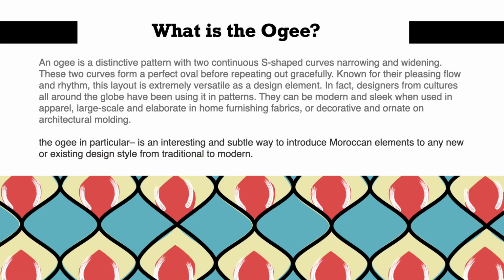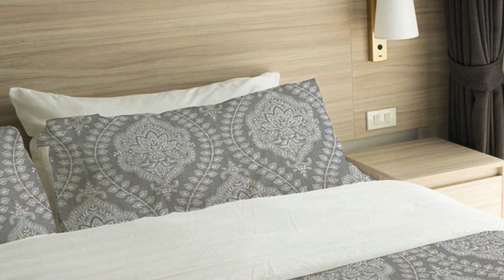An Ogee is a distinctive pattern with two continuous S-shaped curves, narrowing and widening. These two curves basically form a perfect oval before repeating out gracefully. They're very much known for their pleasing flow and rhythm, and this layout is extremely versatile as a design element. In fact, designers from cultures all around the globe have been using it in patterns.